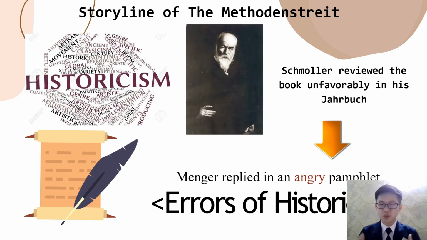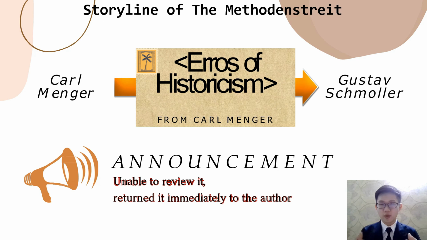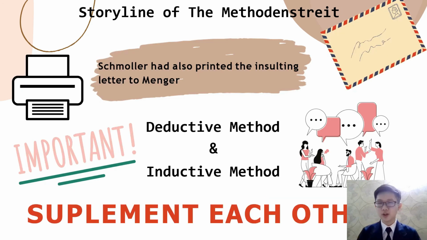On the other hand, Schmoller received the book published by Menger. He reviewed the book unfavorably in his Jahrbuch. When Menger learned of Schmoller's reaction, he replied in an angry pamphlet titled Errors of Historicism. When Schmoller received the pamphlet, he made an announcement. He said that he was unable to review it because he had returned it immediately to the author, Carl Menger. Schmoller also printed an insulting letter to Menger, and here comes the end of the battle.